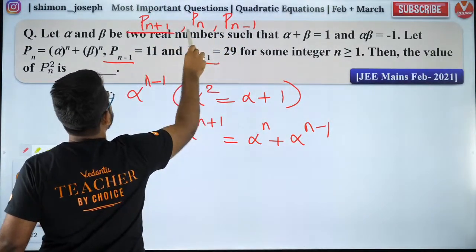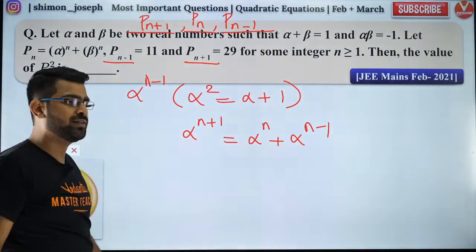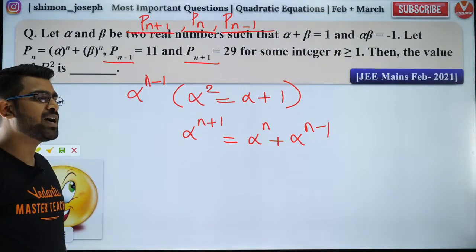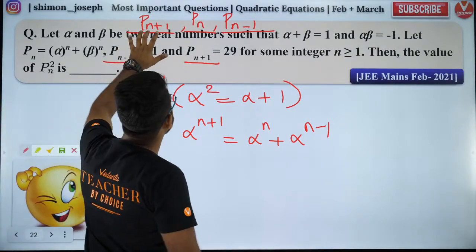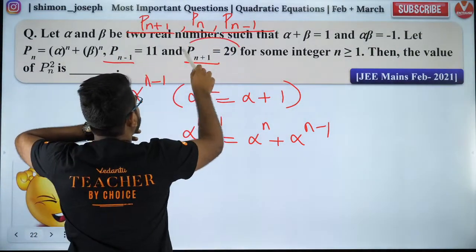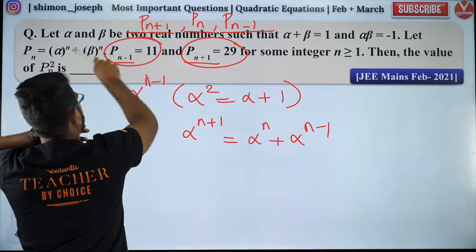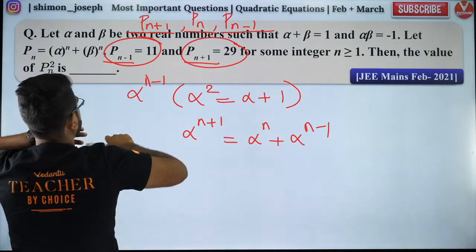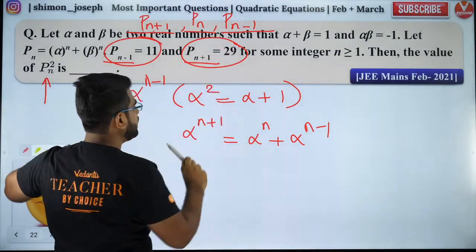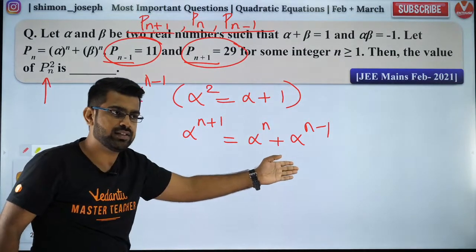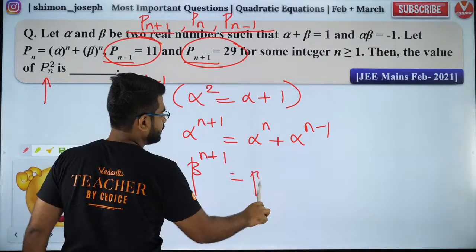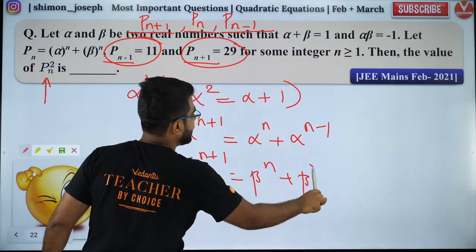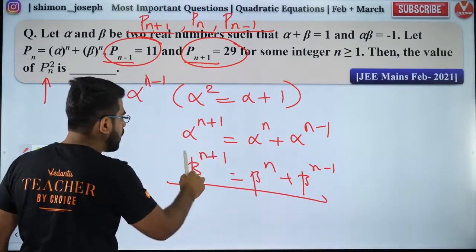Because I need to get a relationship between the three now, Solar Pharma. I need to check a relationship between the three, right? Because we are given n plus 1, we are given n minus 1, and now we want P of n. So I need to relate all the three, right? So that is why I did that. Similarly for beta, I did the same. So I will get this. Now I added both of them. If I add both of them, what?